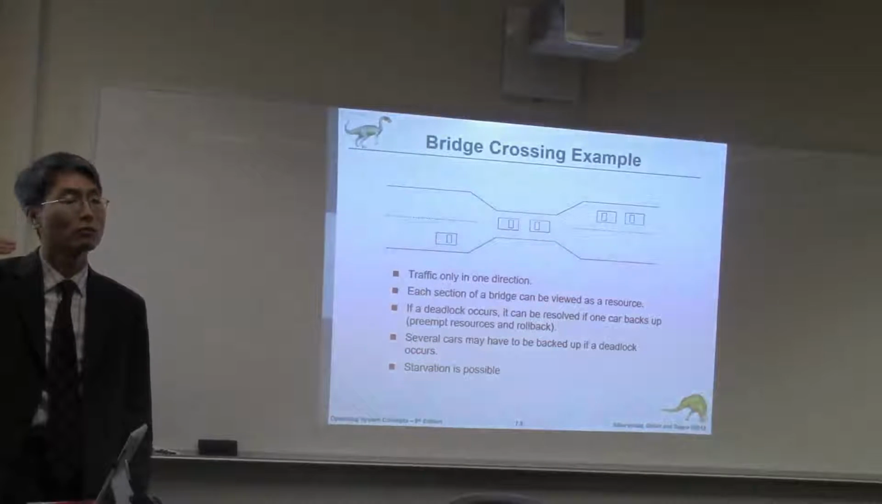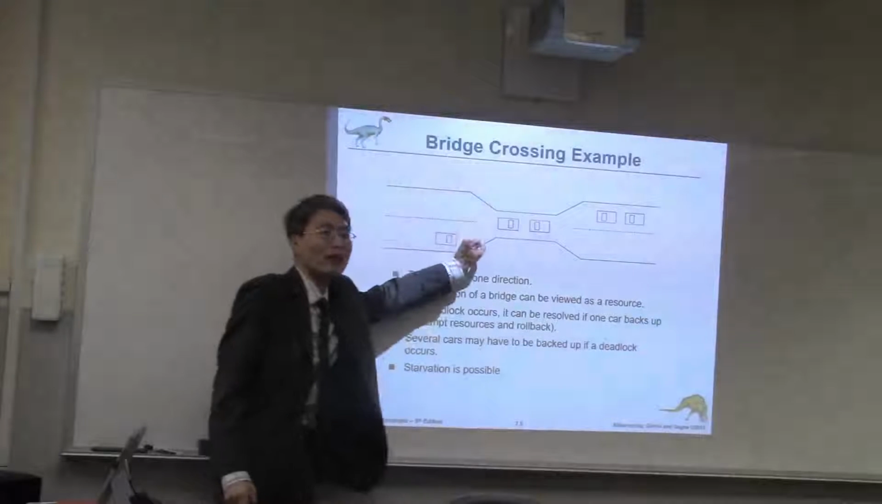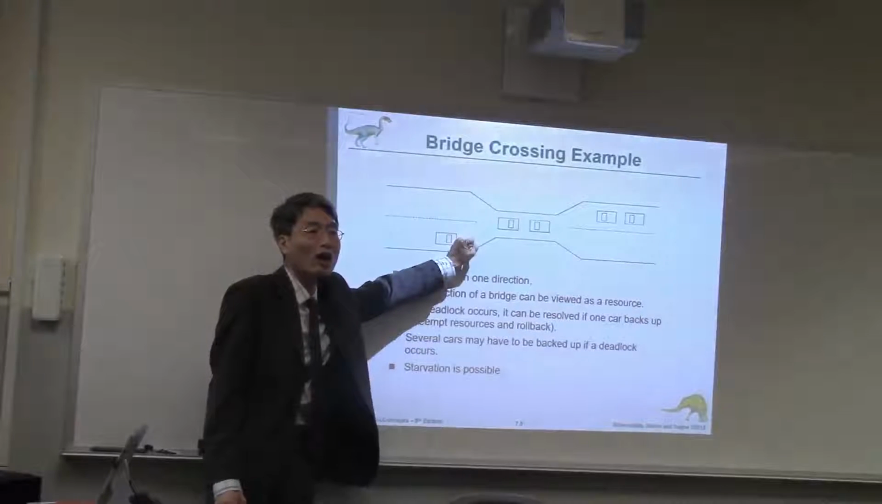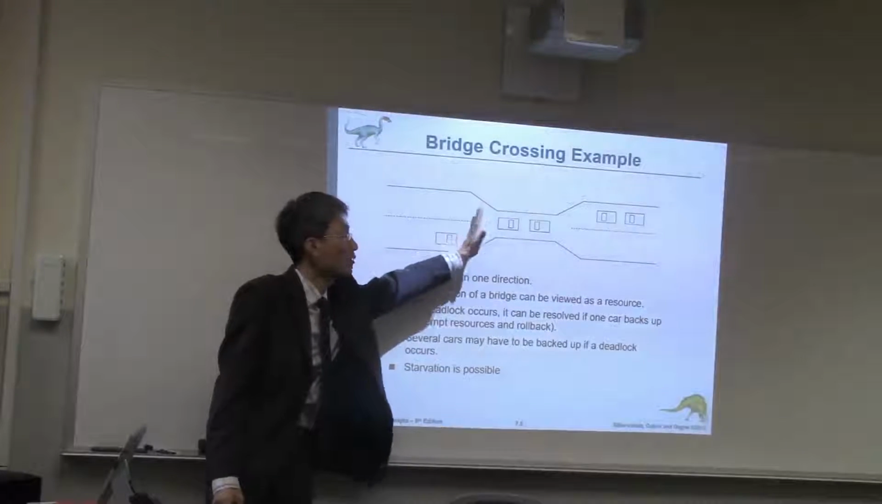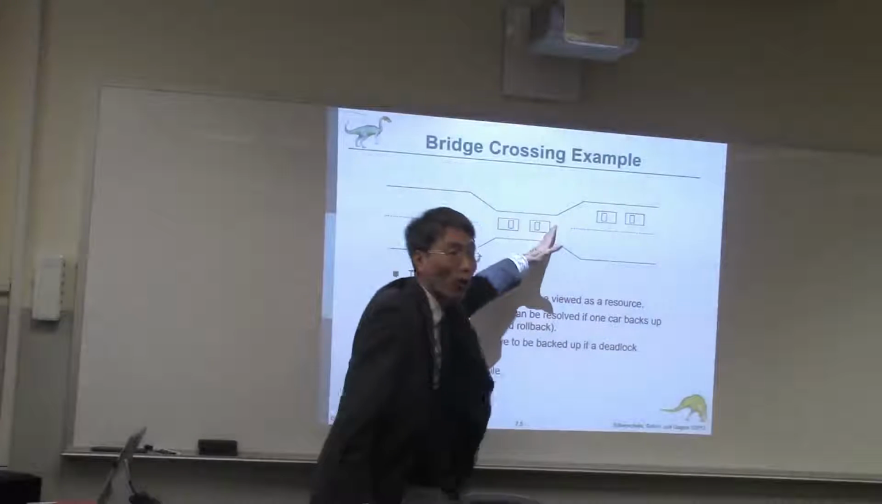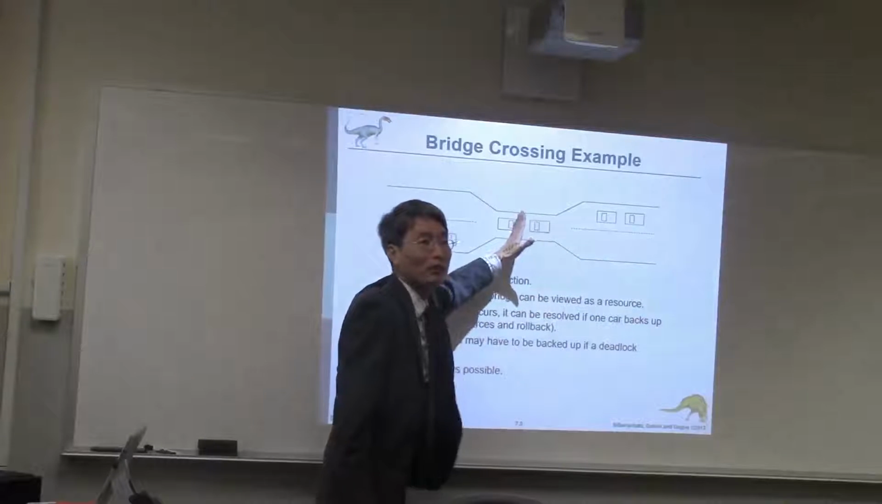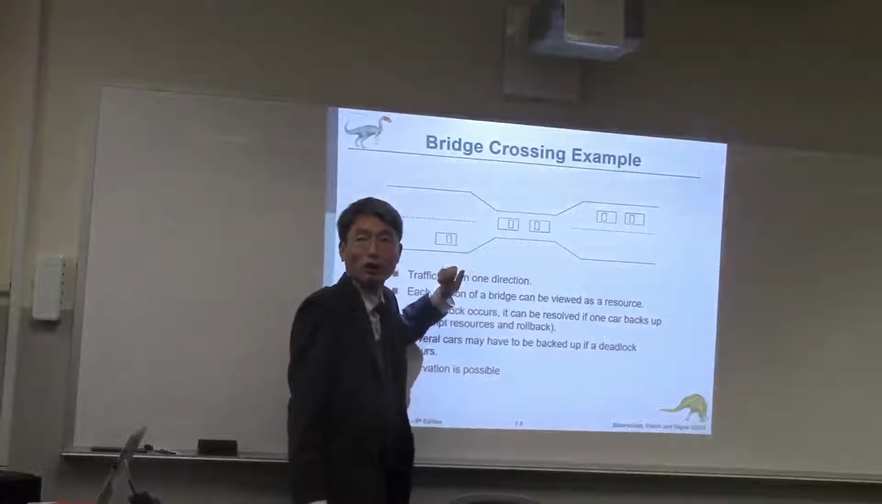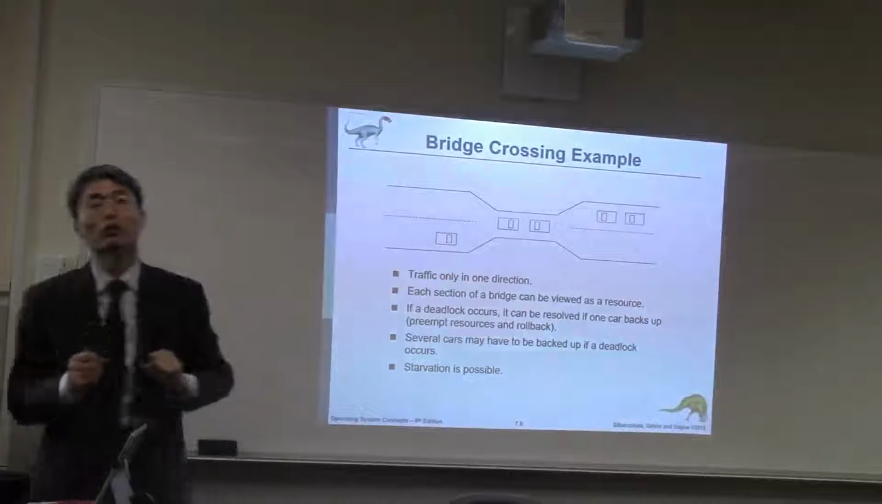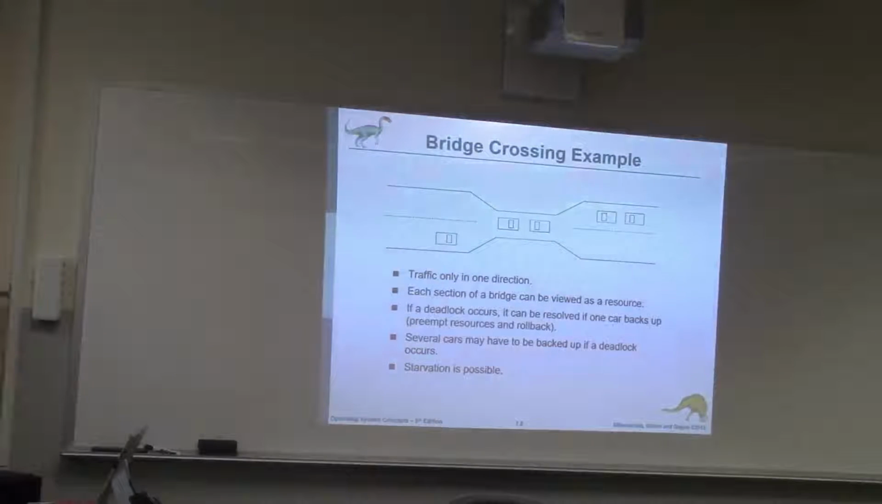Okay. Sometimes we can put up a sign: no car may enter this bridge when another car is coming. So you can put the sign over here. That can be the solution. That is a real solution in an operating system. It's called deadlock prevention or avoidance. We will see.